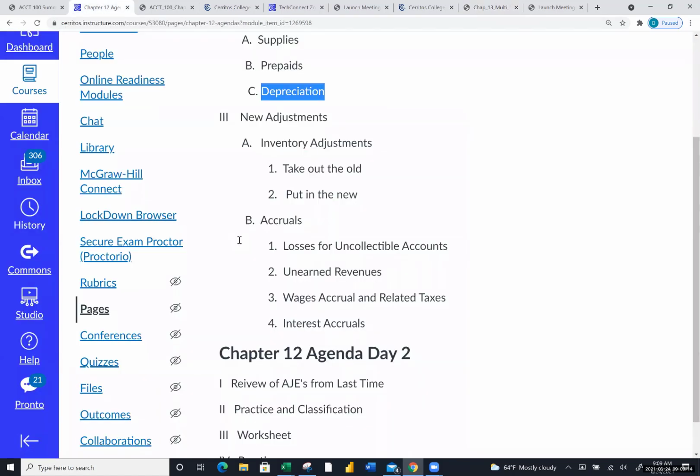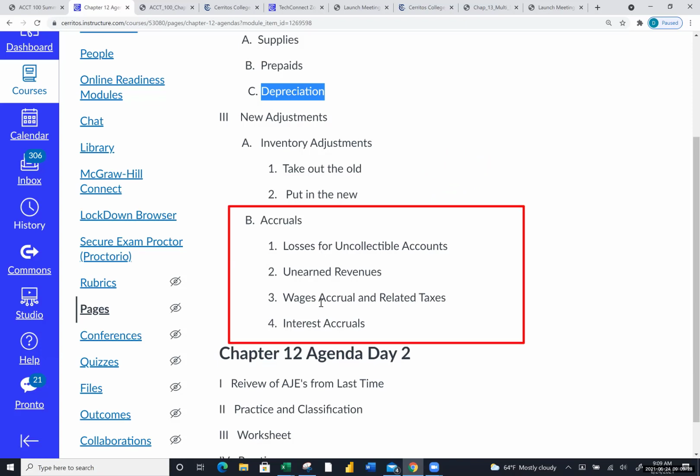So if I go back to this agenda, we're going to take a look at the inventory adjustment, which is going to be 2 steps. Take out the old, put in the new. And then we're going to be looking at 4 different types of accruals here.